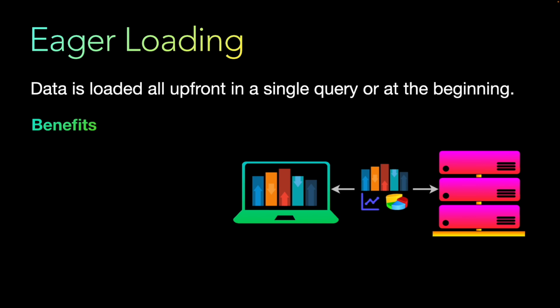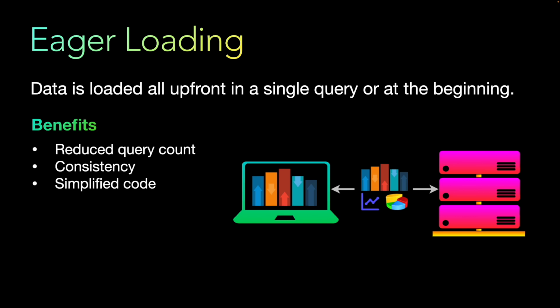Now let's look at some of the benefits. It is reduced query count. By retrieving all the required data in one go, the number of database queries is minimized, right? In this case, if you look at the image, you will see that there could have been potentially 3 database calls, or like 3 server calls, but this was done with only one call because we fetched all the data together, right? Consistency, right? All related data is available immediately, ensuring data consistency within the context of that transaction, right? And then it is simplified code, because you don't need to write additional code to handle on-demand data fetching, right?